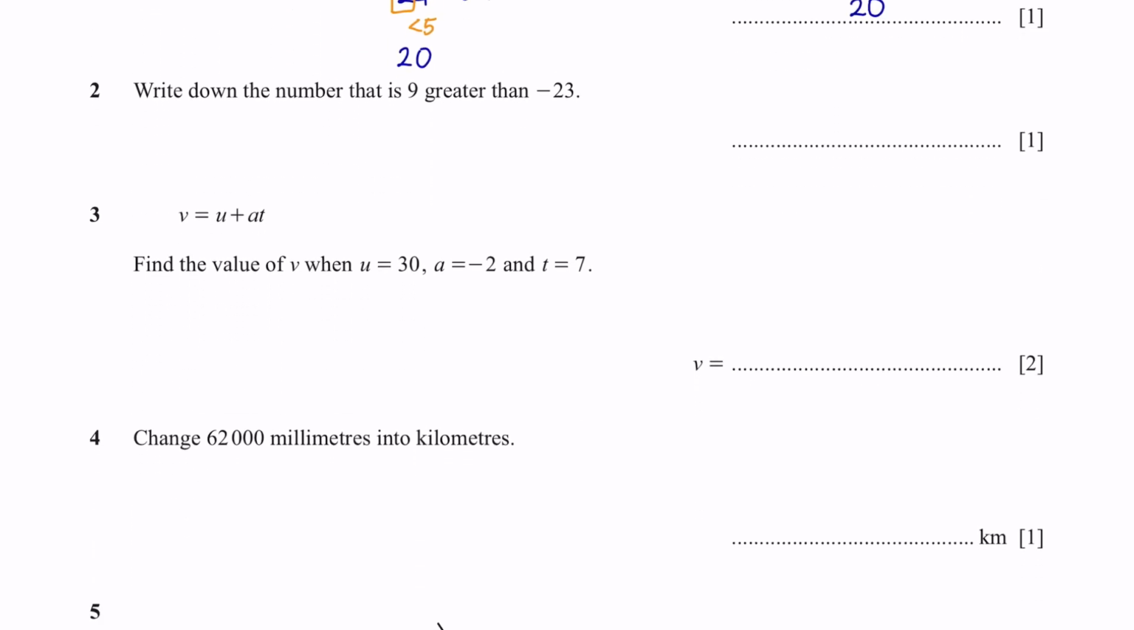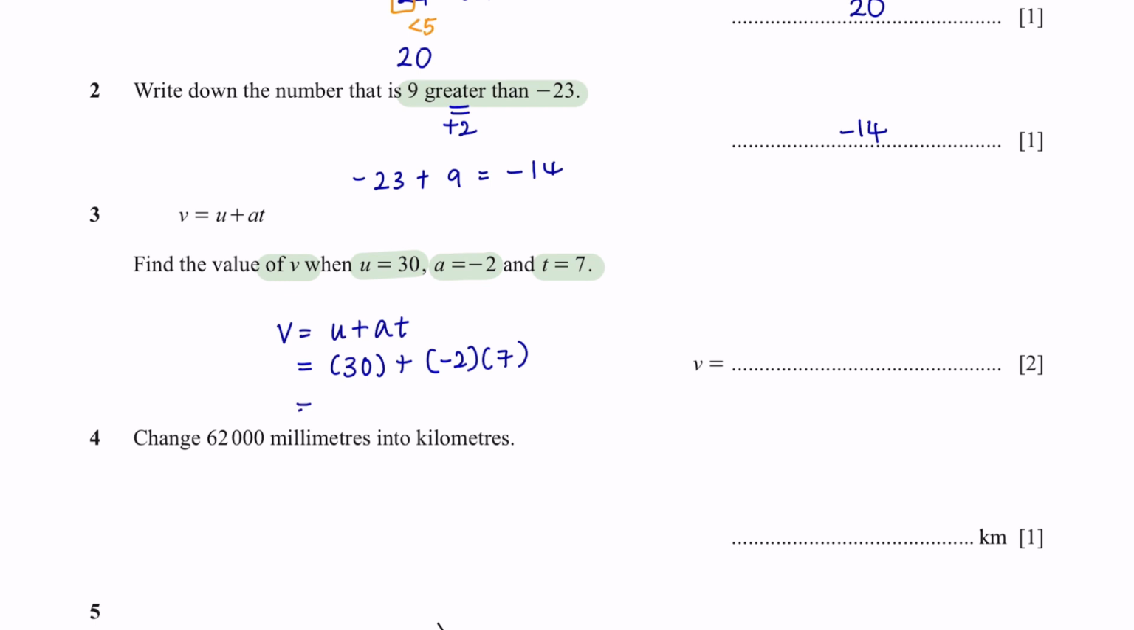Question 2. Write down the number that is 9 greater than negative 2. Greater than means we have to add it up. So negative 2 add up with 9, we're going to get negative 14. Question 3. Find the value of v when u equals 30, a negative 2, and t 7. Just substitute the values and you will get 30 minus 14, which is 16.